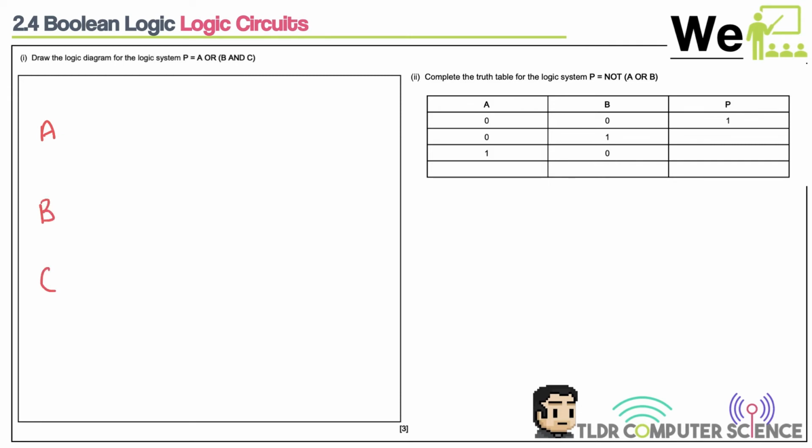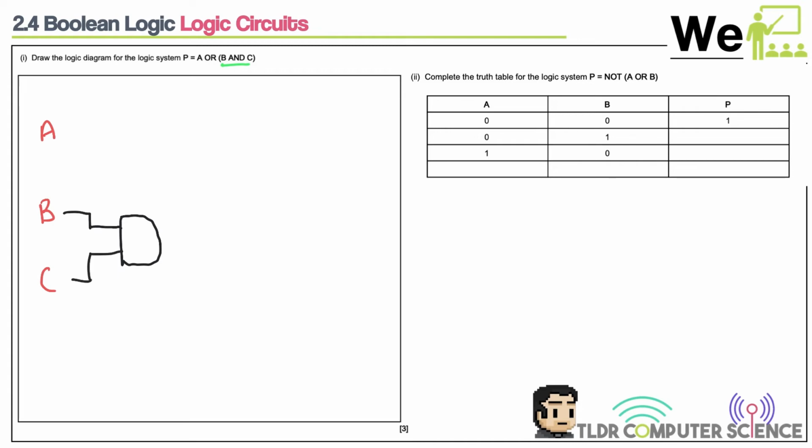Okay, how do I do this? Work from the inner bracket first. So the first thing I'll do is this one, the B and C. So I'm going to draw this first. So remember, straight line, a bit like a D, and then B and C are going to go into it.